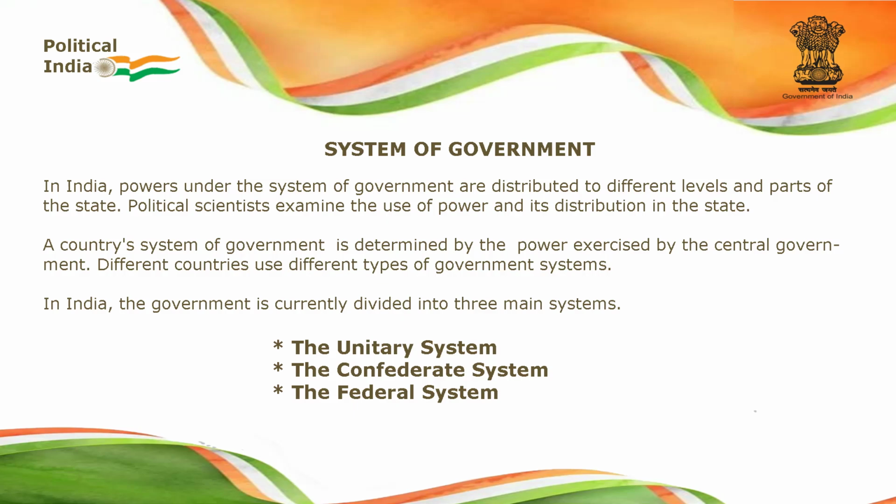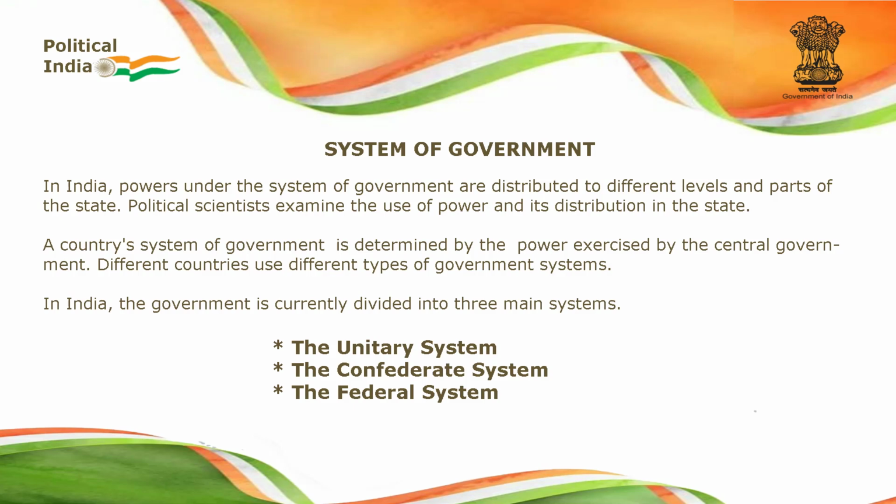In India, powers under the system of government are distributed to different levels and parts of the state. Political scientists examine the use of power and its distribution in the state. A country's system of government is determined by the power exercised by the central government. Different countries use different types of government systems.